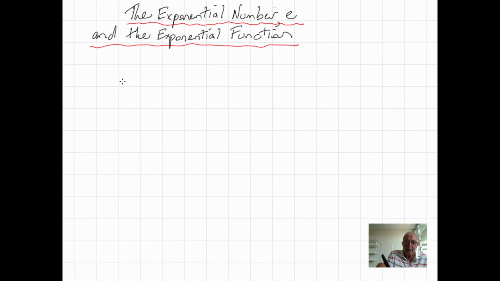Just like we have the number pi in mathematics, e is sometimes called Euler's number. Euler was an 18th century Swiss mathematician, Leonhard Euler, and he came up with the concept of the number e. So it's sometimes called Euler's number. Okay, where did it come from?